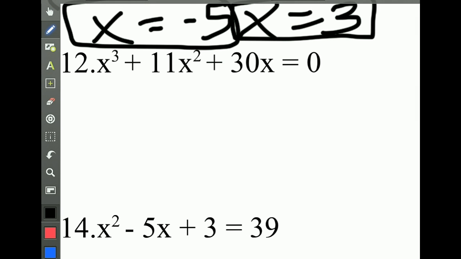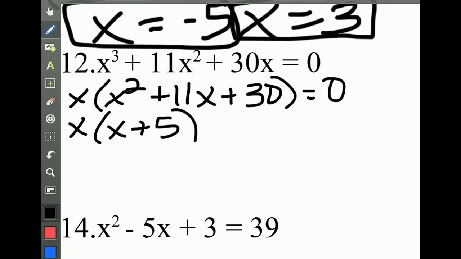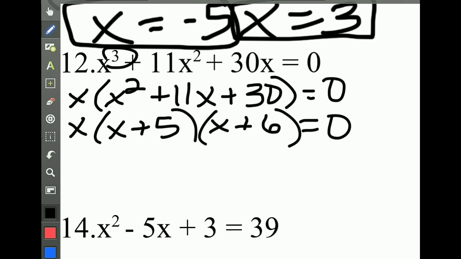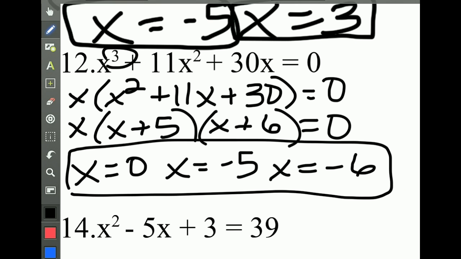So number 12, we have an x in each term. We need to factor out first, so we get x times x squared plus 11x plus 30. What's left in the parentheses, I can now factor down to x plus 5 and x plus 6. So we should have 3 solutions. I know that because it's a third degree polynomial. So one solution is x equals 0, one is x equals -5, and one is x equals -6. Those are our solutions for number 12.